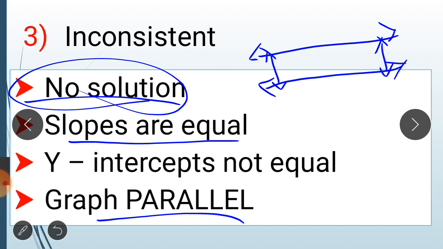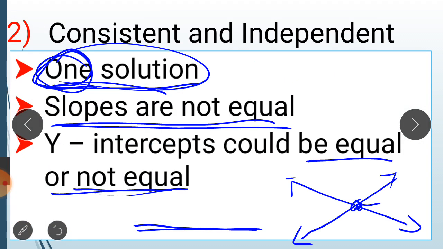Okay, so all you need to remember here are the slopes and y-intercepts if the given are equations. But if the given are graphs, all you need to take note of is whether they are parallel, coincide, or intersecting lines. Okay, so let's go back to our first activity.